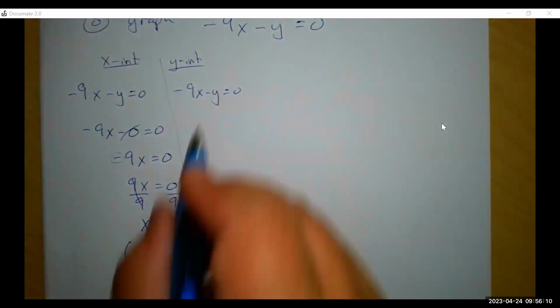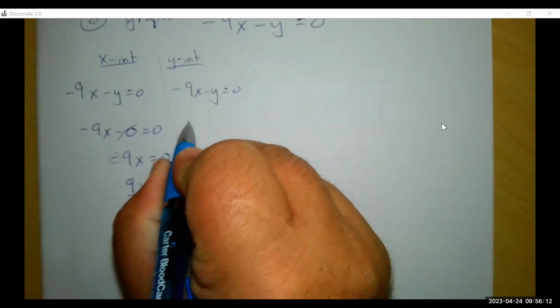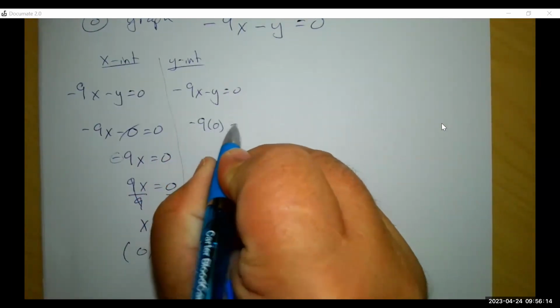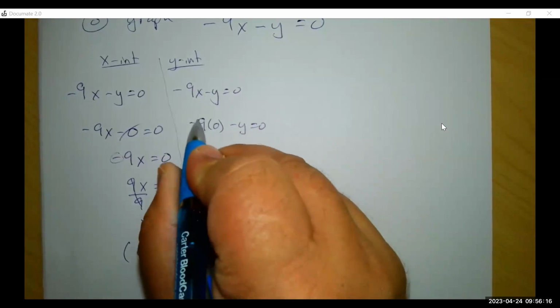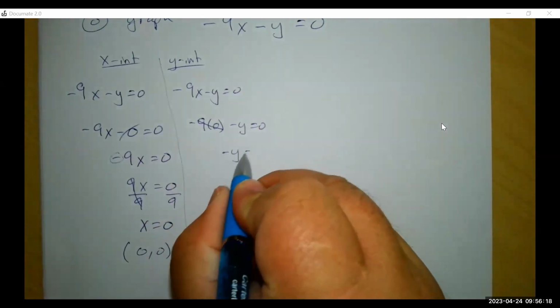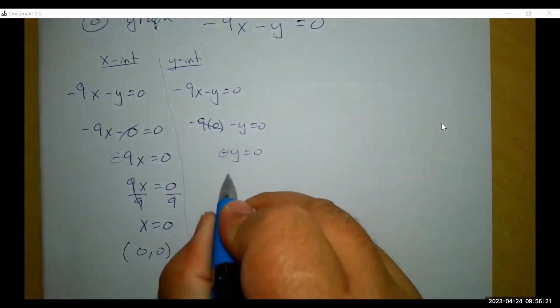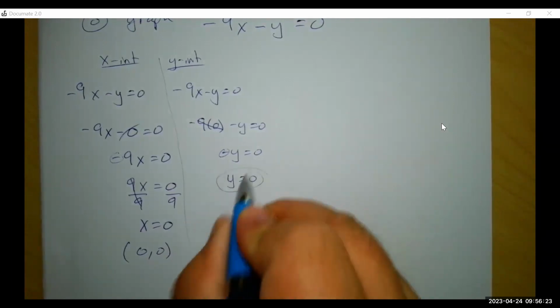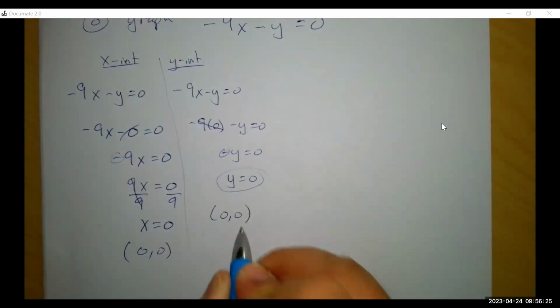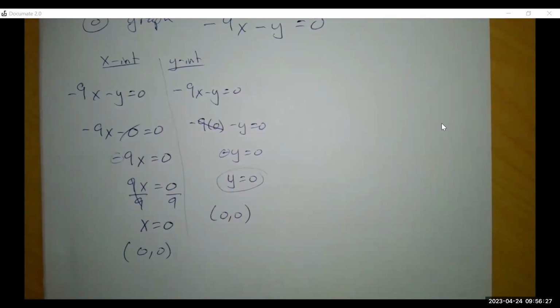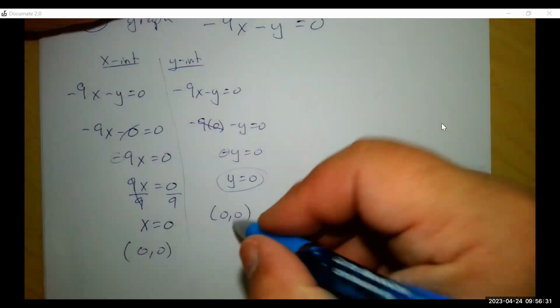Same thing's going to happen when I do the y-intercept. Set x equal to 0. So I have negative y equals 0. Change the signs. y equals 0. So they both go through the origin. So that doesn't work. We know we have 1 point at least.